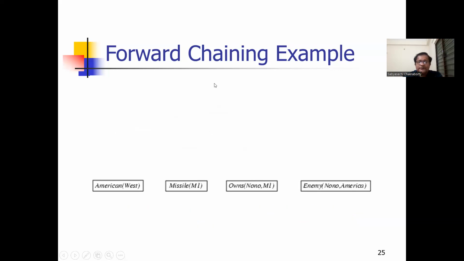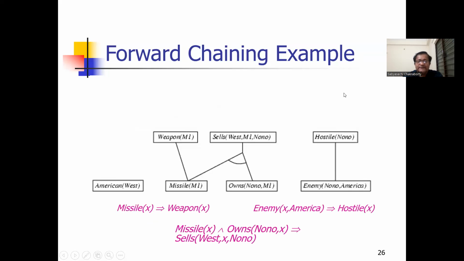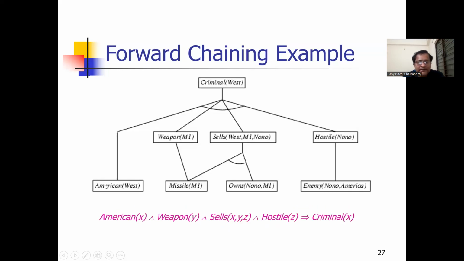West is a criminal. That comes from this first one. If X is an American and Y is a weapon and X sells Y to Z and Z is hostile, that implies X is criminal. Exactly the same thing happens here. West is an American. Here X is replaced by the name West and Y is replaced by M1. M1 is a weapon. And West sells M1 to Nono, which is a country, that is Z, Z replaced by Nono, and Nono is tagged as hostile. All four imply West is a criminal.